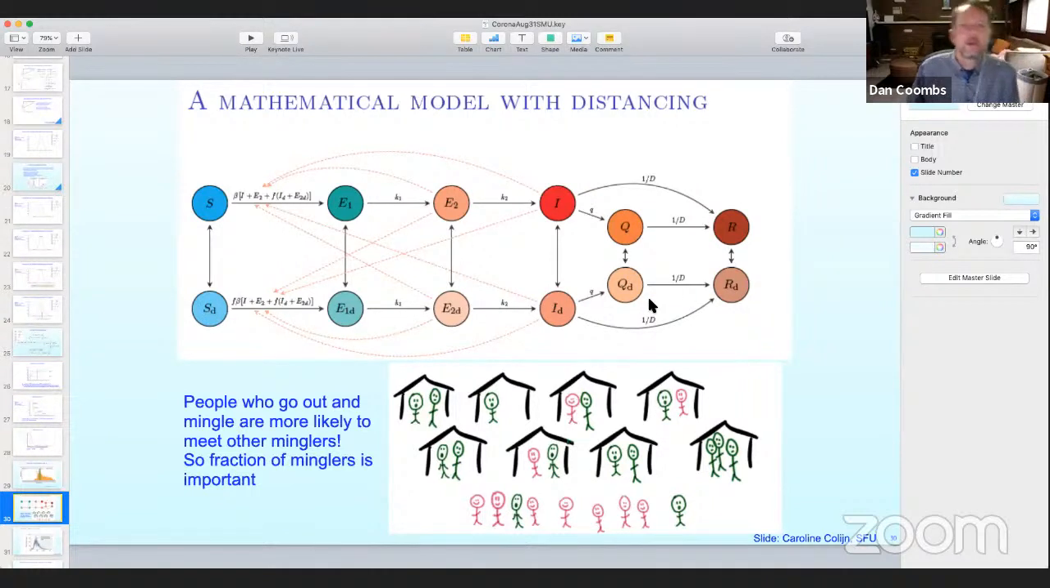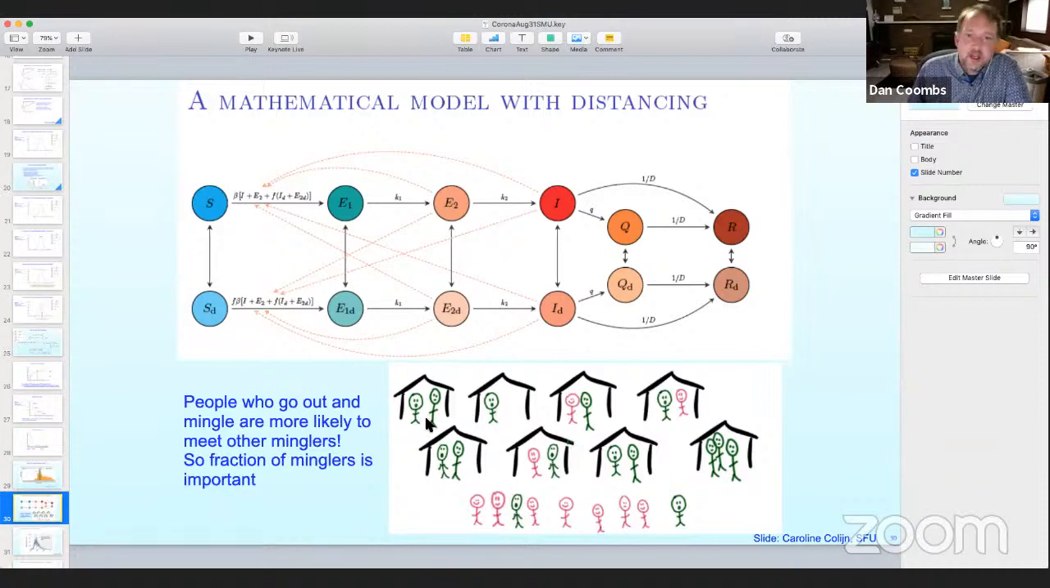And just an important thing when you start to break your population up into these kinds of groups is that it's not just a fraction of distancers that comes in. You actually get the square of the fraction of distancers in quite a few of your equations. I'm not going to show the equations, but the square starts to show up.